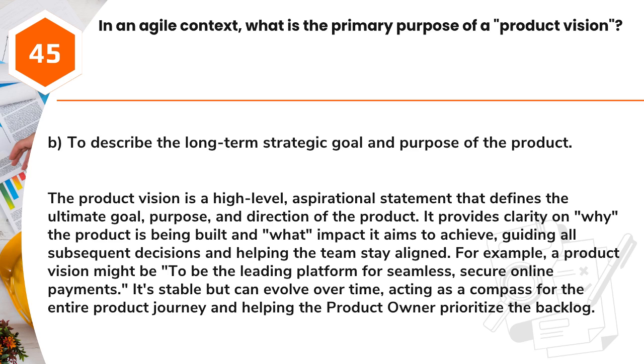For example, a product vision might be to be the leading platform for seamless, secure online payments. It's stable but can evolve over time, acting as a compass for the entire product journey and helping the product owner prioritize the backlog.